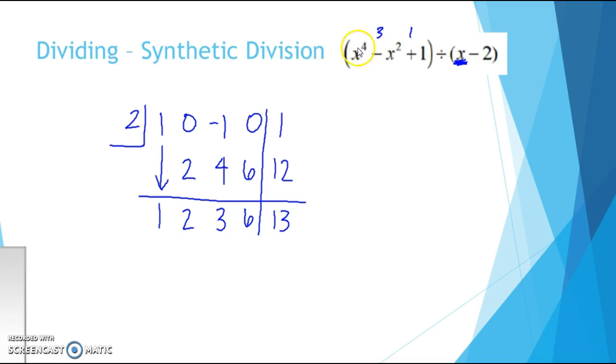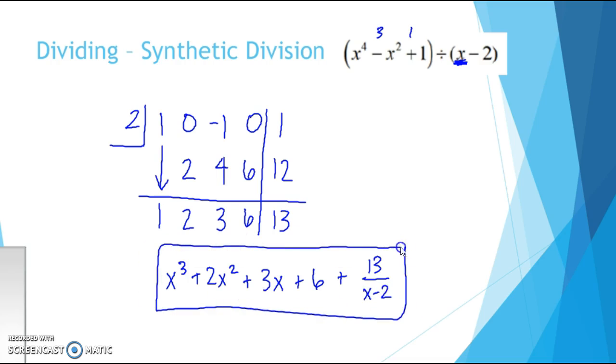And then remember, I started with an x to the 4th, so that means here I'm going to have an x cubed. So I have 1x cubed, or just x cubed, plus a 2x squared, plus a 3x, plus 6, and then my remainder is going to be 13 over whatever I divided by, x minus 2. And we're done.